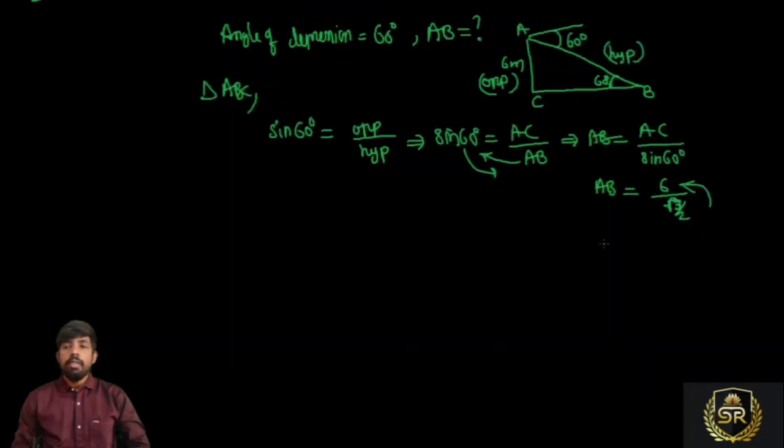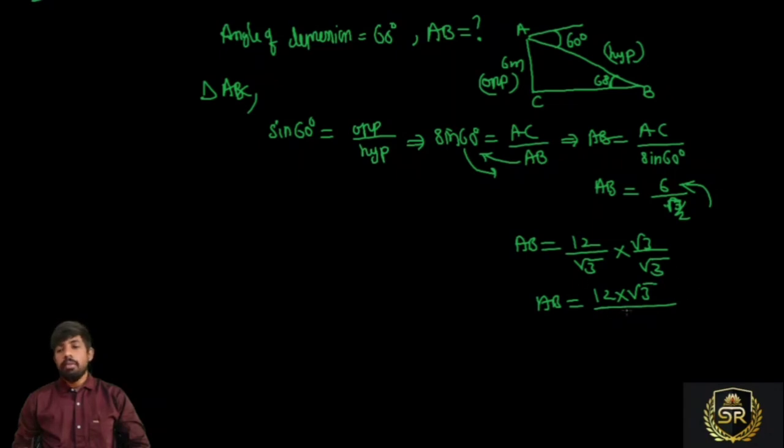So AB equals 2 sixes are 12 by root 3. Now here root 3 is in the denominator. In order to remove it, I am multiplying and dividing by root 3. AB equals 12 into root 3 by root 3 into root 3, which is how much?